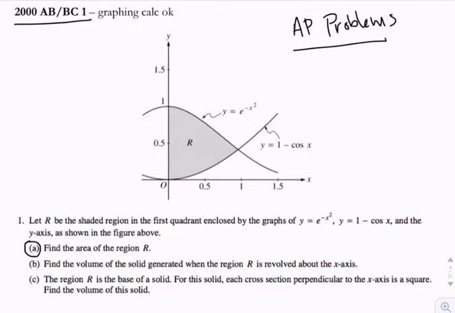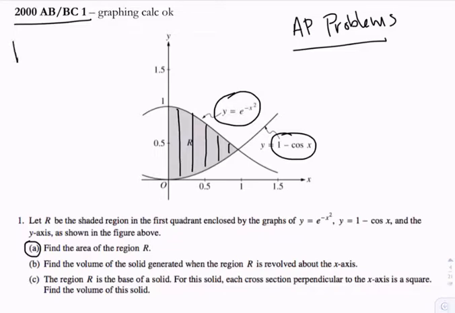You've got a function above, you've got a function below, and in order to find the area, we're going to do vertical cross sections. Vertical cross sections should be your first try. They're going to look like this. And remember, these are little tiny skinny rectangles, and we're going to add them all up with a definite integral.